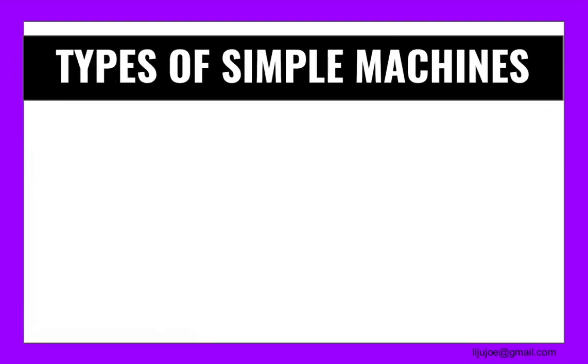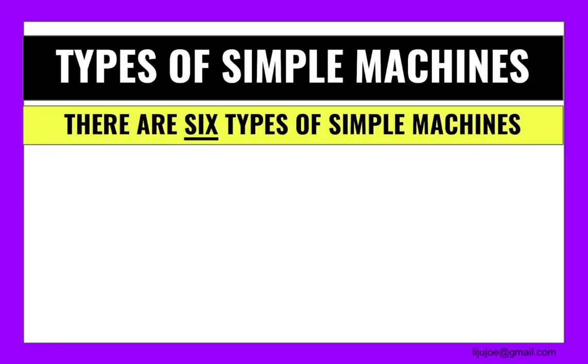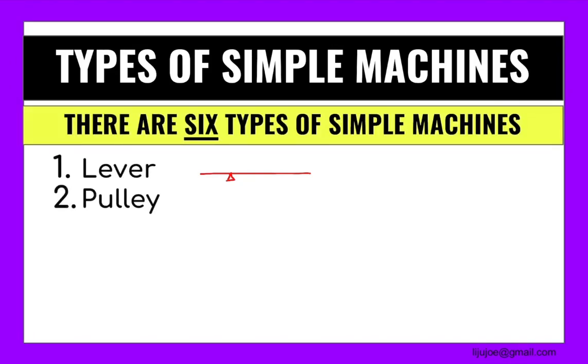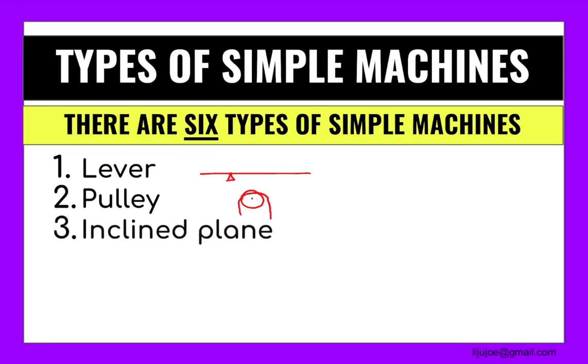So, types of simple machine. Simple machines are again classified into six categories. There are six categories of simple machines. The first one is a lever. A lever is just a long rod which, with the help of a fulcrum, helps us to move things. The second one is a pulley. A pulley is a circular disc-like device which rotates around an axis at the center. A rope will run around it. Then we have the inclined plane. On an inclined plane, we can push things up.